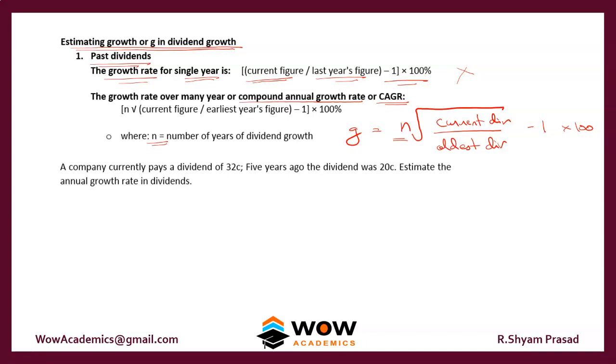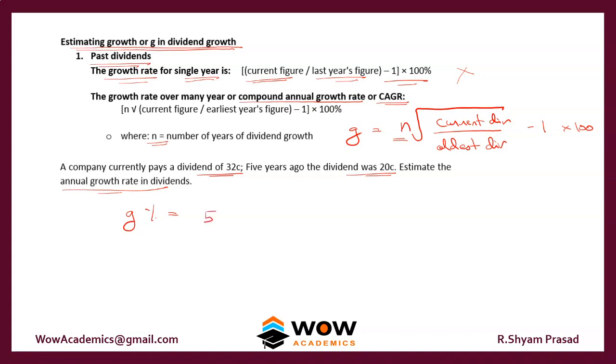The company currently pays a dividend of 32 cents. 5 years ago, the dividend was 20 cents. Estimate the annual growth rate in dividend. So we'll start with the dividend growth rate. The number that you'll get is a percentage number. So we'll start with the nth root.